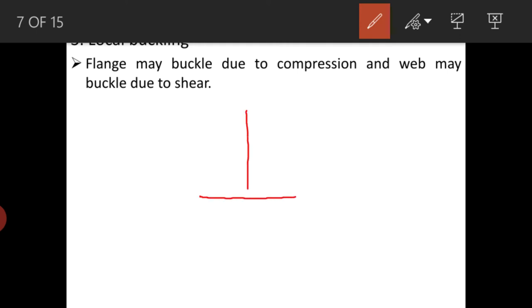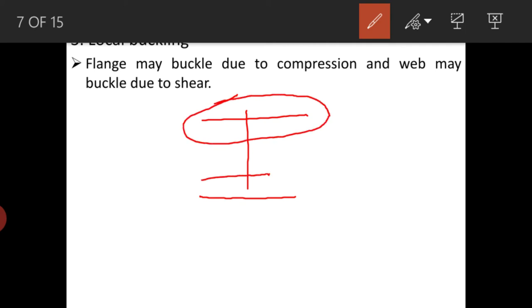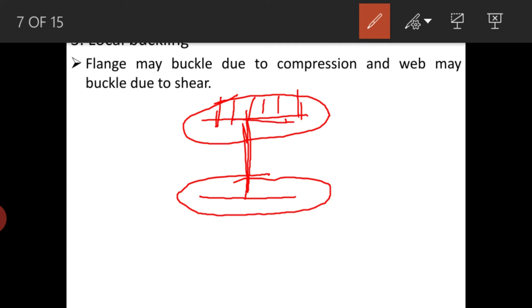If you take an I section, these two flanges will be carrying moments, and the web will resist the shear. Hence it is given that flanges may buckle due to compression. Whatever the compressive load is acting over the flange, it will resist those compressive loads, and the web will resist the shear.